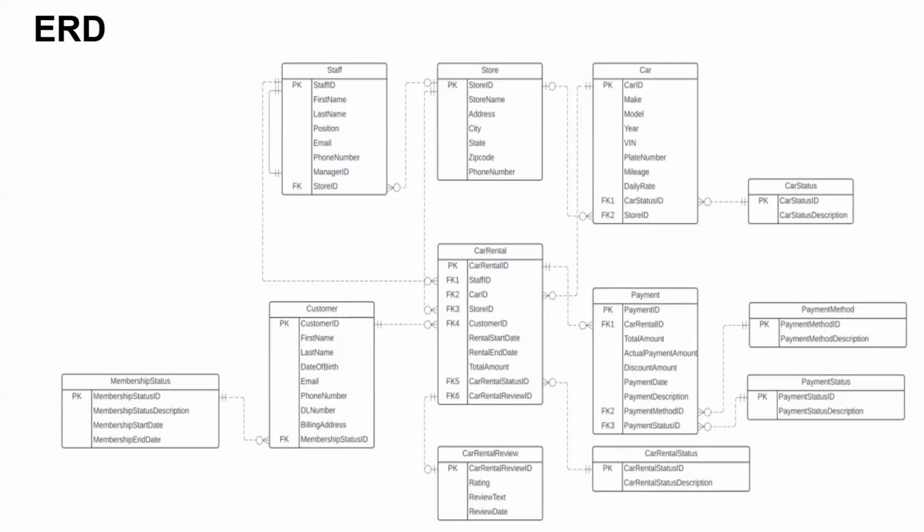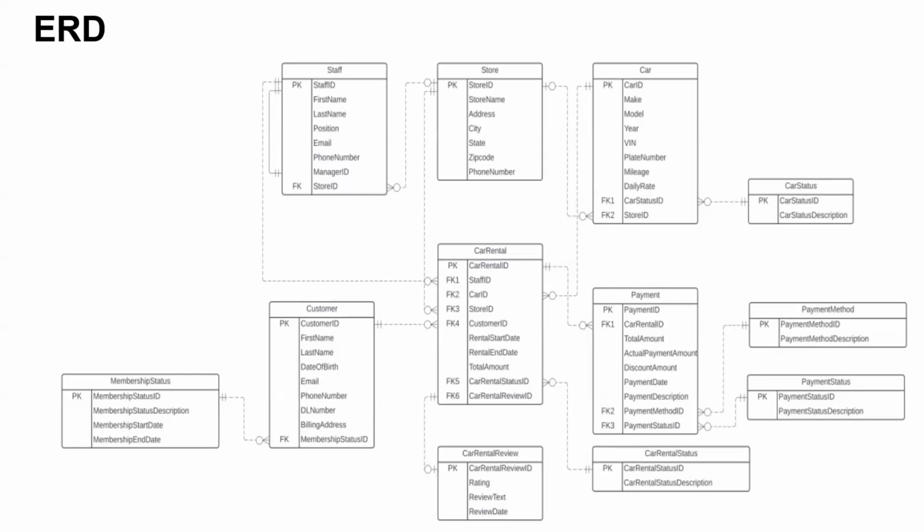Next is car status. This table describes the status of the car, as in whether it's available, under maintenance, or booked. This is identified by car status ID to ensure that only the good condition cars are rented. Next one is store. This represents the rental service locations identified by store ID, connected to the car entity to manage the inventory and to the staff entity for the employee assignment.